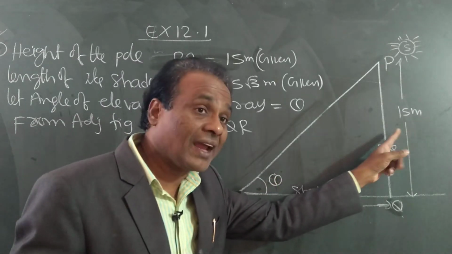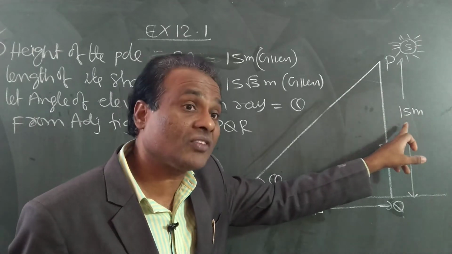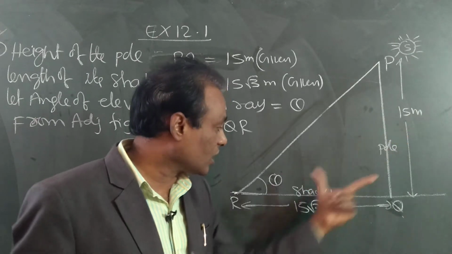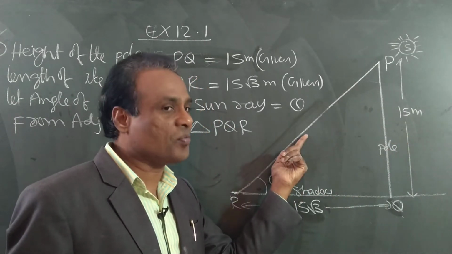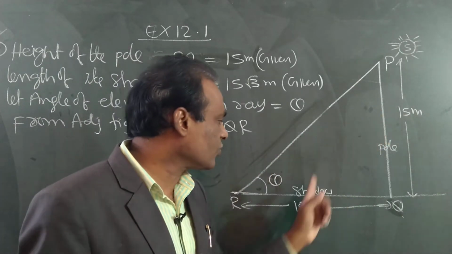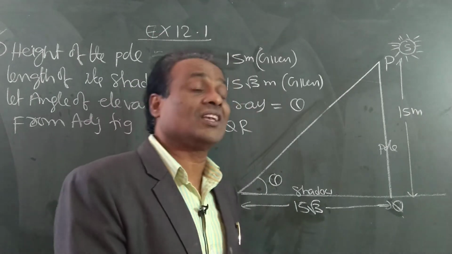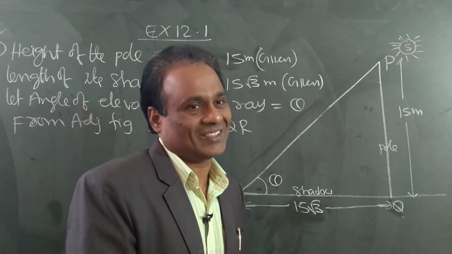What is the name of this side? Opposite side, because it is opposite to theta, no? What is the name of this side? Adjacent side. What is the name of this side? Hypotenuse, which is not required. So the problem is dealing with opposite and adjacent. What ratio? Opposite by adjacent. Tell me the ratio. Opposite by adjacent is tan theta. See here.